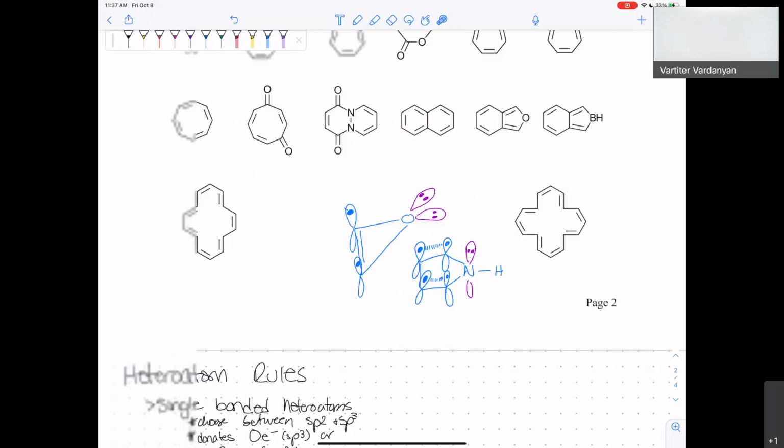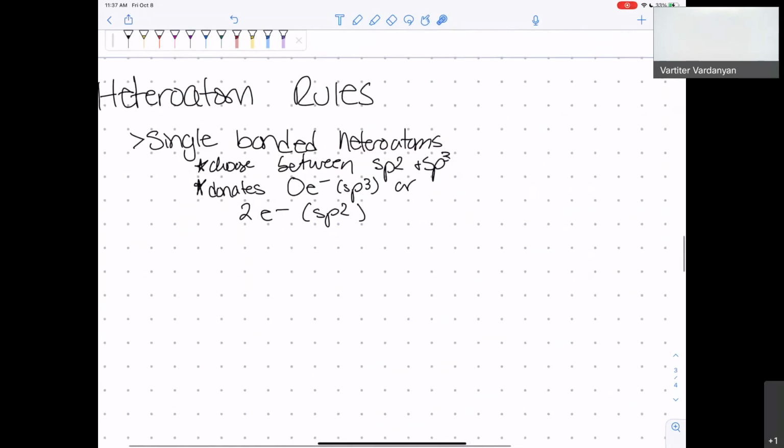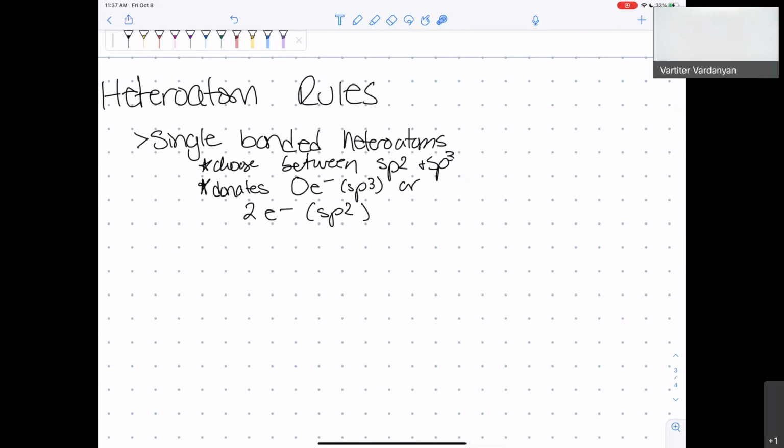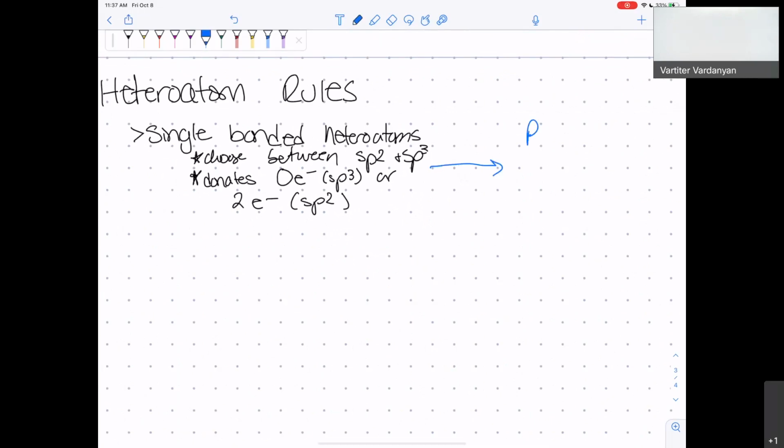Okay. So yes, all right. We have a little asterisk in this rule. So single bonded heteroatoms are going to do what we just said, except in the case of boron. So boron, aka B, that's an exception to the rule. And the reason it's an exception is because boron is always sp2, but it has 0 lone pairs. So it's always sp2 and donates 0 electrons. And then we'll see what exactly that means in a second.